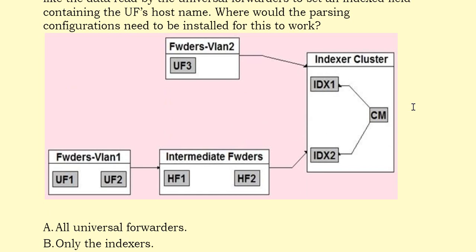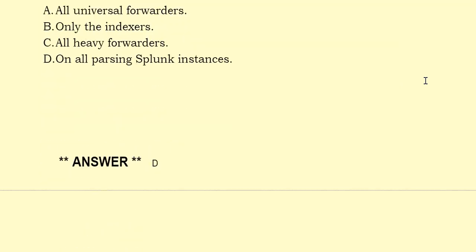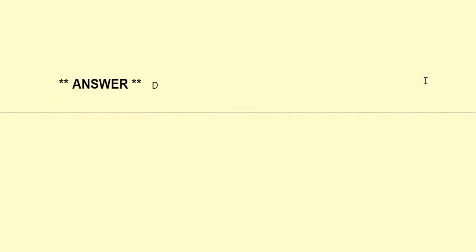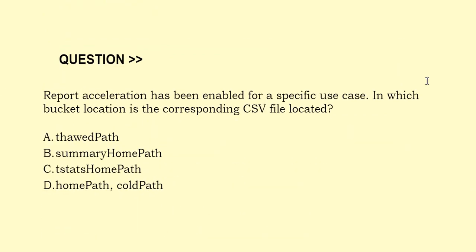Option A, all universal forwarders. Option B, only the indexers. Option C, all heavy forwarders. Option D, on all parsing Splunk instances. The correct answer is option D. Moving towards the next question. Report acceleration has been enabled for the specific use case.